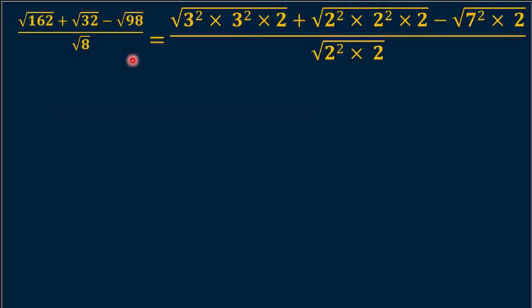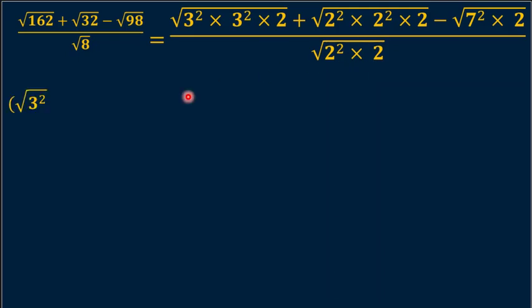Okay, now the same thing happens here. For 32, this is what we got, 2 to the power 2 times 2 to the power 2 times 2. For 98, we got 7 to the power 2 times 2. And then for 8, we got 2 to the power 2 times 2. All of them under their square roots.